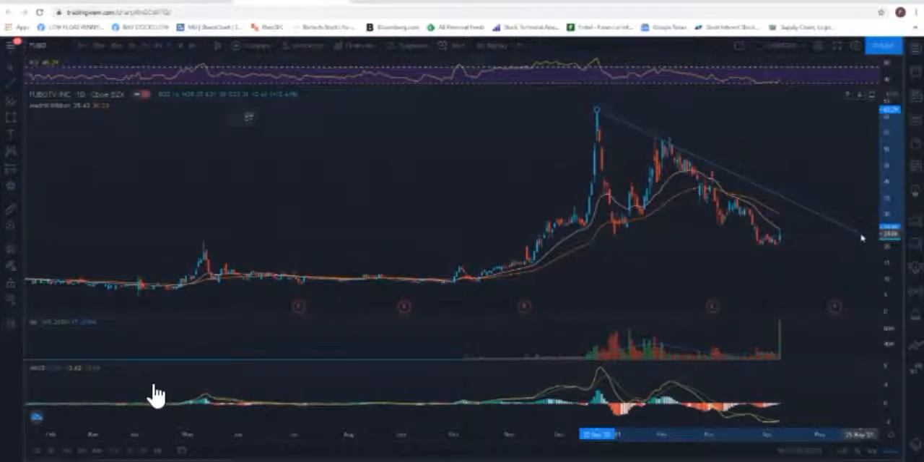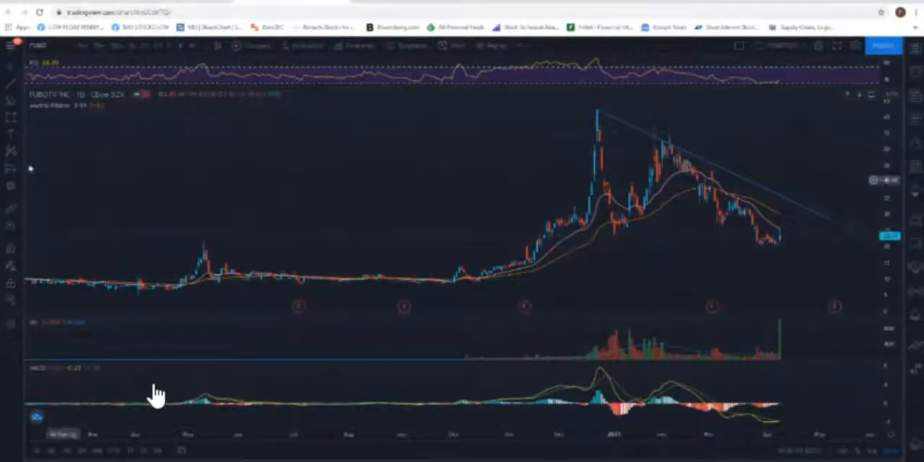Bodies are well more respected than the wicks themselves. Yeah, this is what I do. This is how I usually get my trend lines right. Look, right here, it shows you how strong the sell-off was, right?